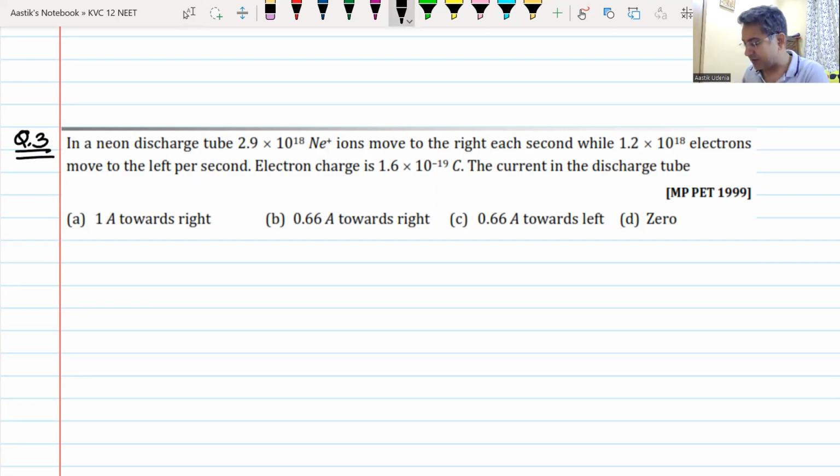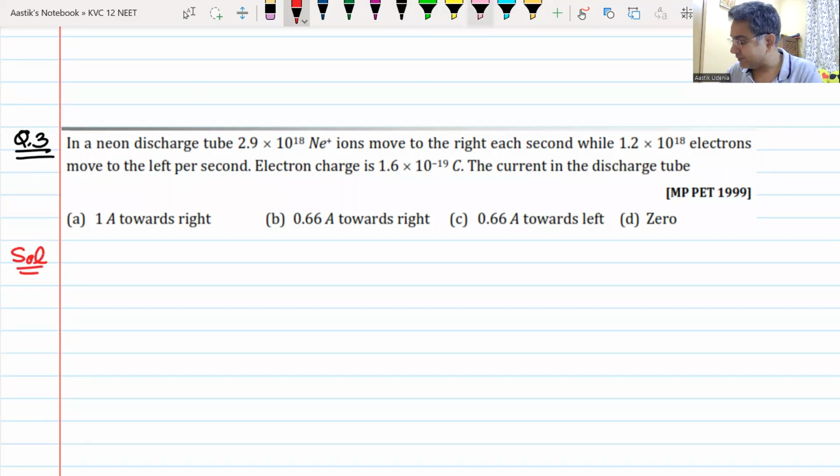I hope you understand the meaning of this question. I'll give you 2 minutes to give me the answer. Your time starts now. I hope you have tried the question, and let us move and solve this question. How are you going to solve this? Any idea?